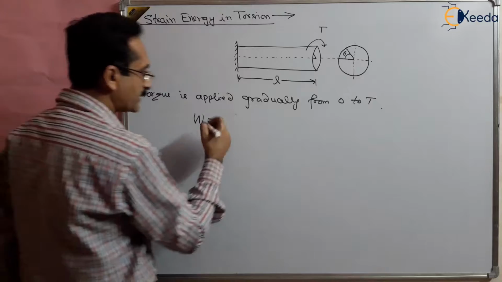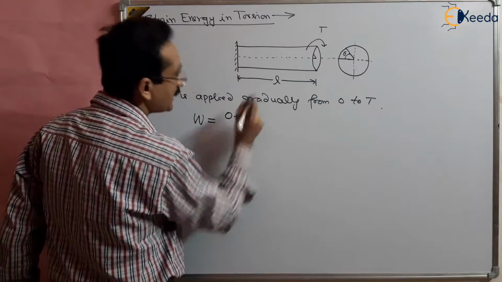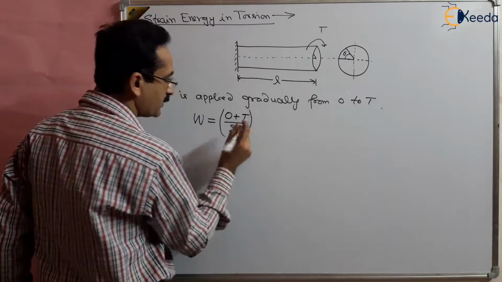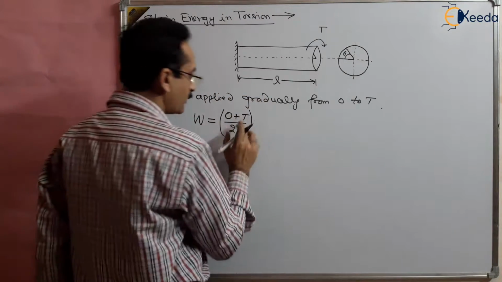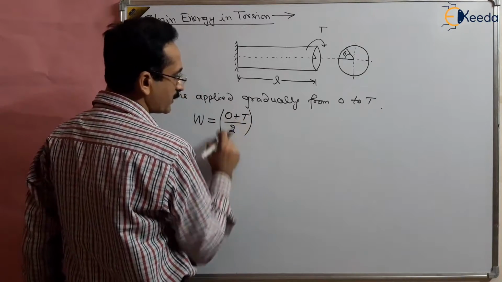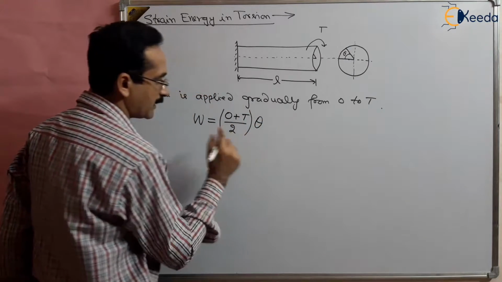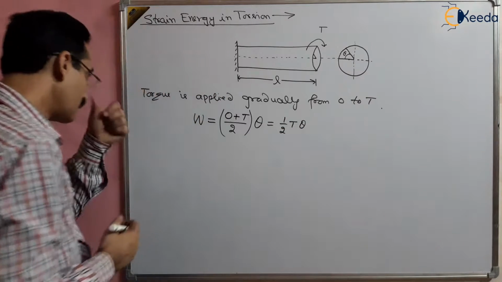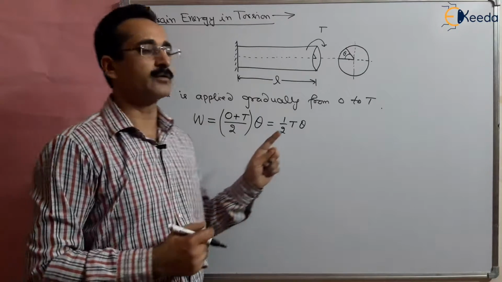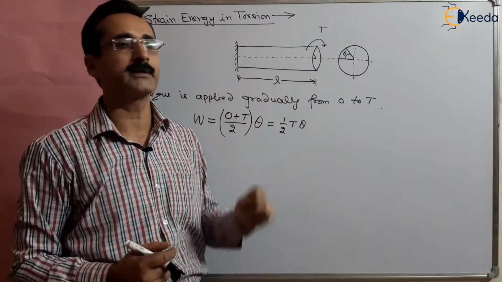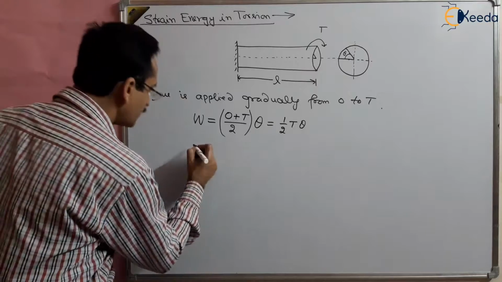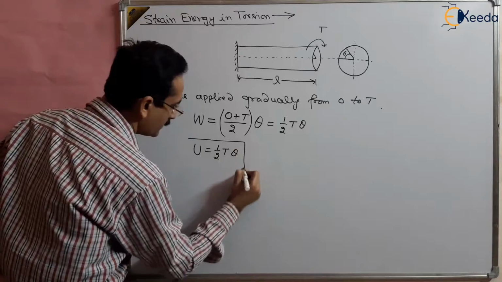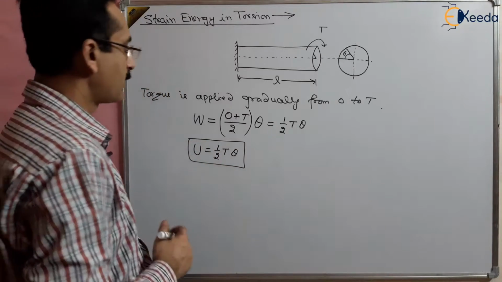So work done will be given by the torque, but the torque is not capital T, it is the average of 0 to T, because we are assuming that the torque is applied linearly. So 0 to T divided by 2, the average of the torque applied, multiplied by the angular displacement theta. So this will equal half T theta. This work done on the shaft by the torque will be stored in the material in terms of strain energy. So strain energy will be given by half T theta.